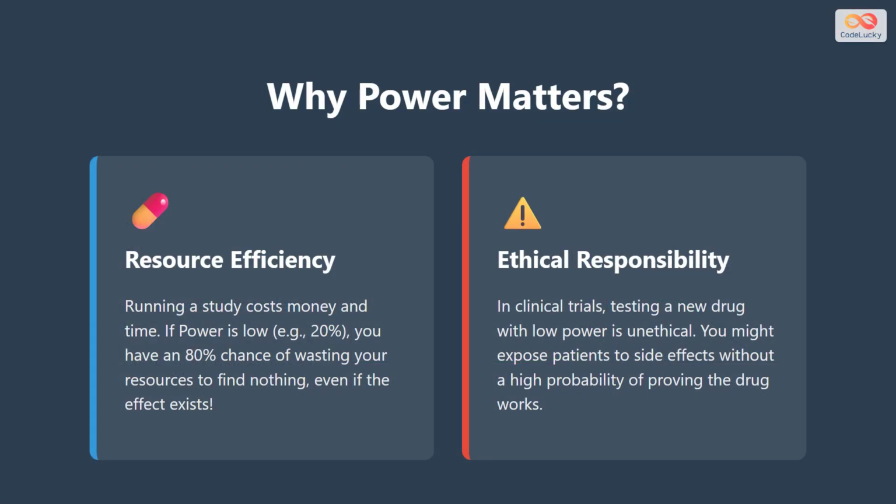Why do we care? Efficiency and ethics. If you run a study with low power, say 20%, you are basically flipping a coin that is weighted against you. You might spend millions on a clinical trial that was doomed to fail finding the cure, even if the cure worked. That is a waste of resources and ethically problematic for patients.